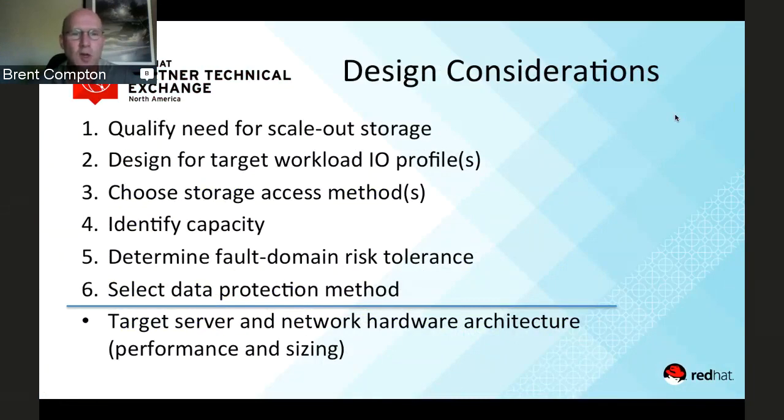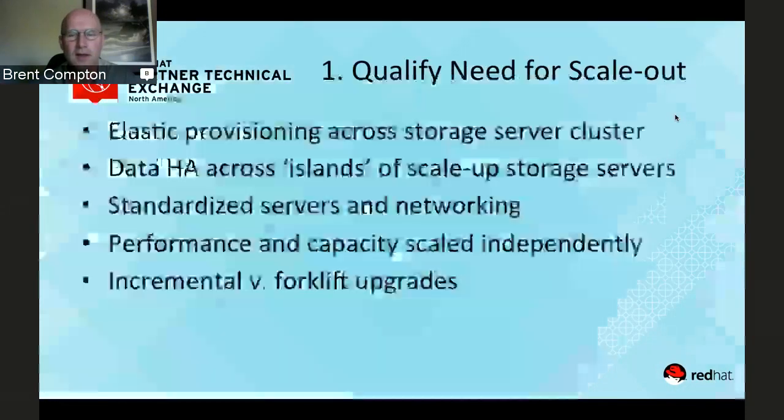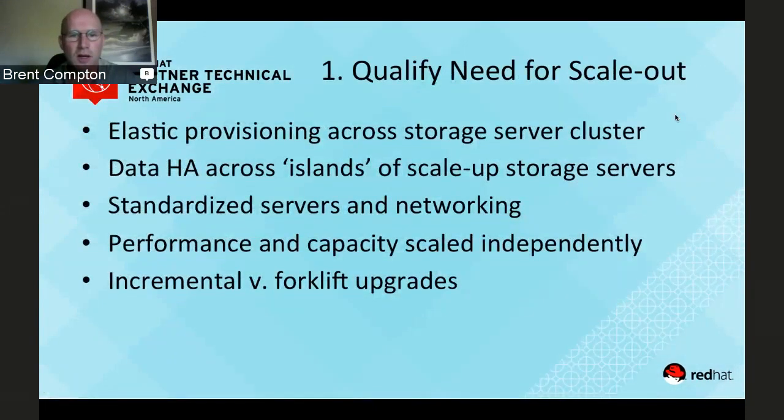first design consideration, qualified need for scale-out storage. We're not going to spend a lot of time on that here. Something that you do all the time, every day. So I'm just going to kind of leave this at that, not going to focus much on that.